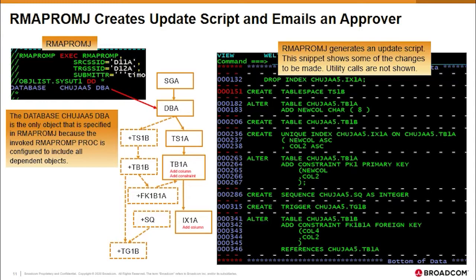You can see that the update script includes create statements for the new objects and alterations to some of the existing objects. The addition of a column to the existing index required that it be dropped and created with the added column. RC Migrator analysis tries to be as least disruptive to the subsystem as possible.